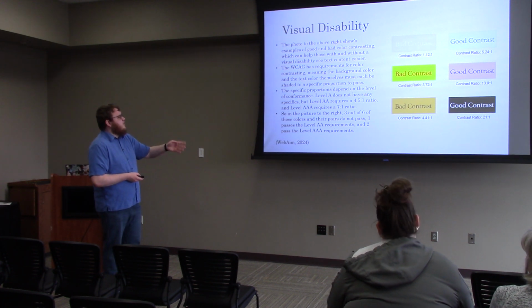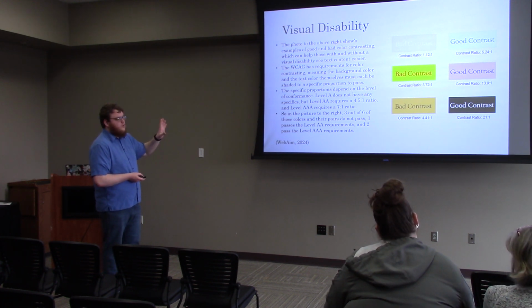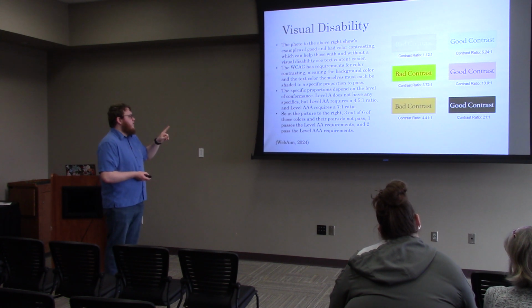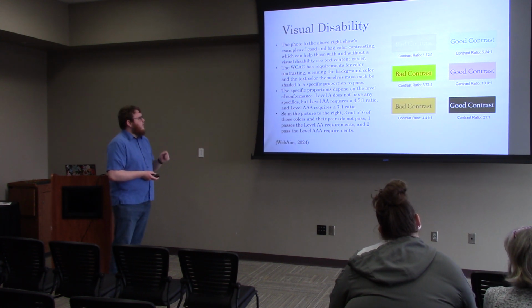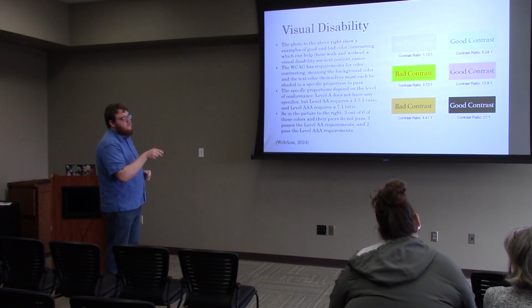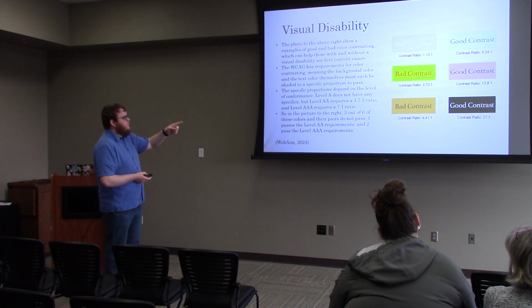So in the picture to the right, 3 out of the 6 colors don't pass at all. 1 passes the level 2A requirements, which is the top right, because it's 5.24, which is greater than the 4.5. And then 2 of them pass level 3 because they're greater than the 7 to 1 ratio.